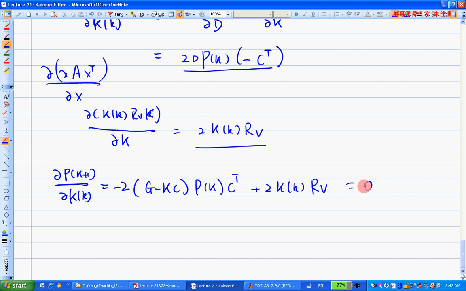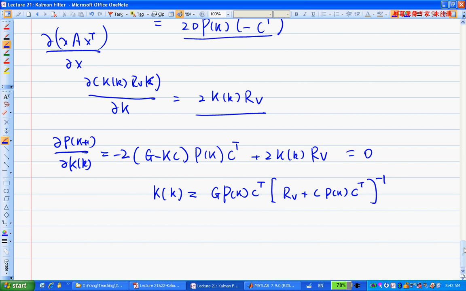So set it equal to 0. Solve for what? Solve for K, right? Solve for K. So now I get capital K equal to, so the 2 will be gone. So what's that going to be? Yeah, you have to multiply this out, right? So G multiply P C transpose, K C P C transpose, then K RV. So combine the two things together, right? Move everything, so you will get this capital K equal to this. Now this capital K is the Kalman filter gain here, right? It's the Kalman filter gain.